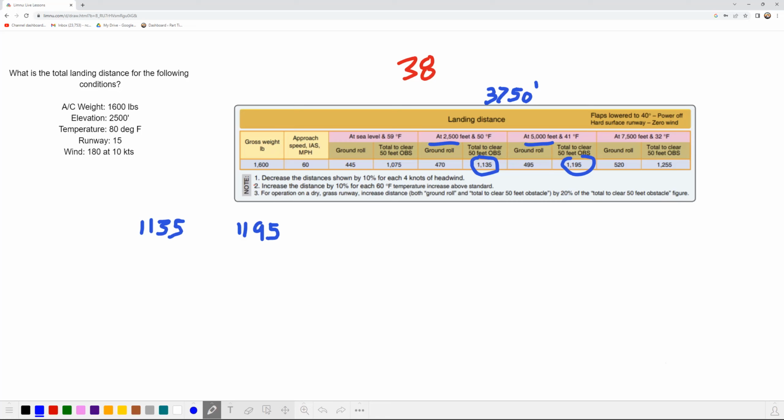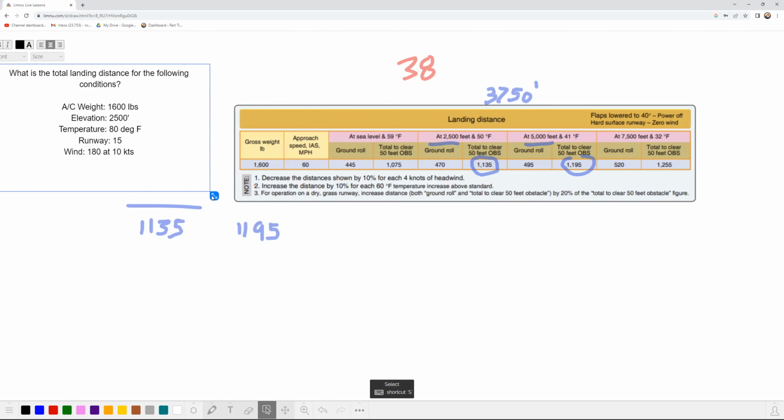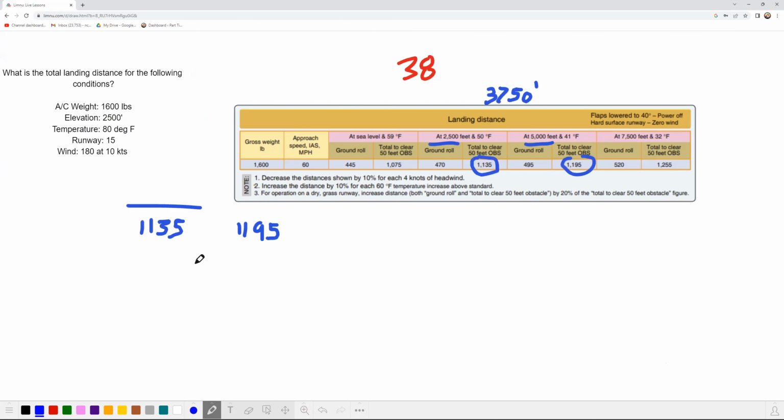And then it says the headwind is 12 knots. First thing we want to do is interpolate between these two values. We want something right here. This is for 2,500 feet, and this is for 5,000 feet, and we want 3,750, which lies right here in the middle.